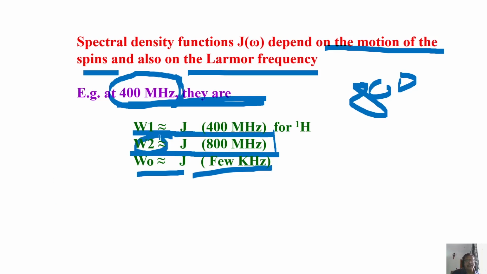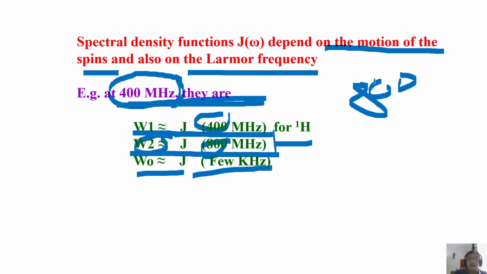You understand? So on the other hand, let us say you go from 800 to 100 megahertz. W1 is 100 and W2 is 200. It's quite likely, given the fluctuating mechanism and the motion of that molecule, that you may have 200 megahertz, easily achievable. So it depends upon the Larmor frequency, which depends upon the magnetic field. Okay. So W1, W2, W0 are proportional to the Larmor frequency.